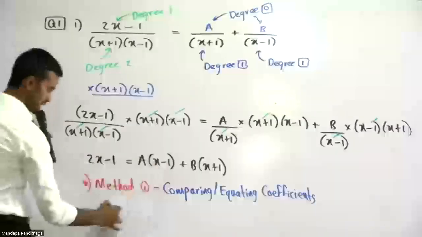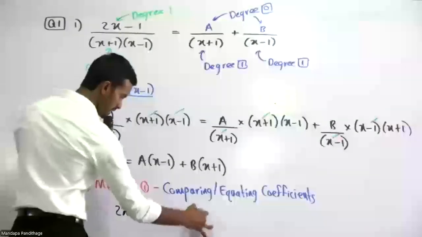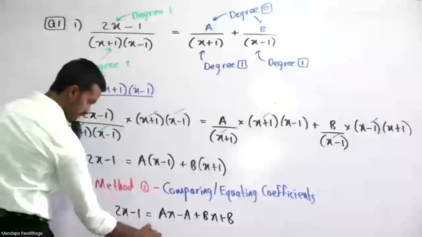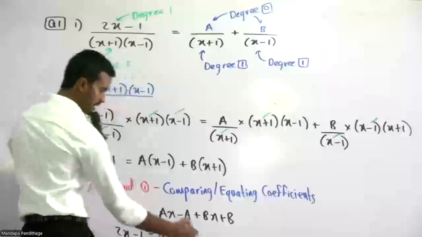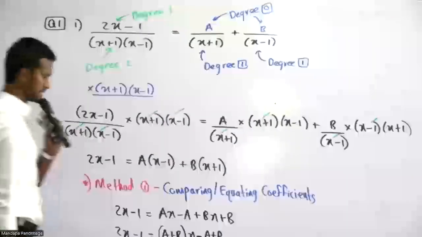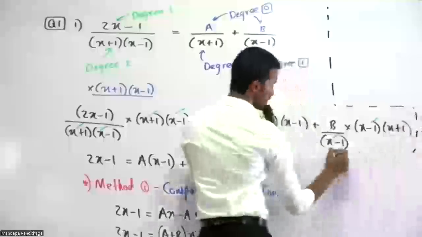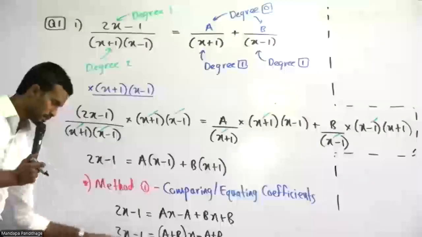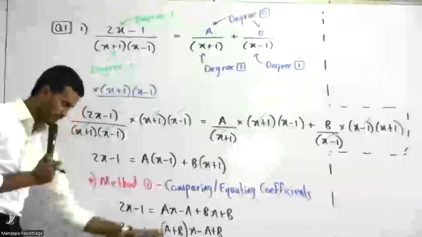First, you need to rearrange the right-hand side. When you expand, it's ax minus a plus bx plus b. When you rearrange, you can consider the coefficient of x is a plus b, and here I have minus a plus b. This method is equating coefficients, or comparing coefficients. You make the coefficient of x equal to the coefficient of x on the other side. You are making the two coefficients equal, and the two constants equal.